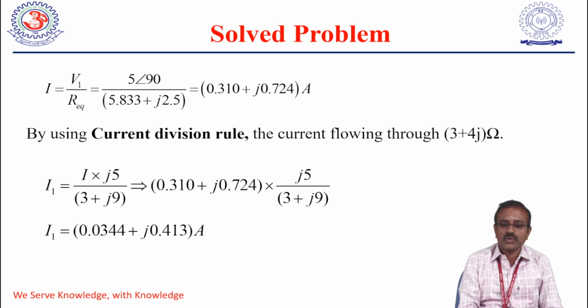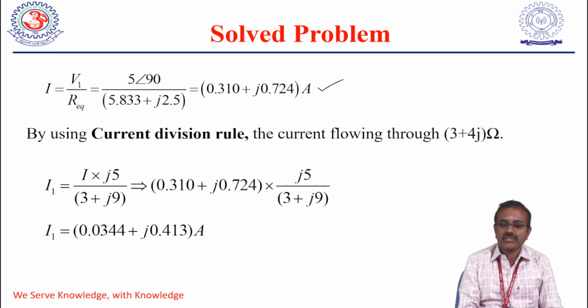So I is equal to V1 by R equivalent, that is 5 angle 90 volts, which is in polar form, divided by 5.833 plus j2.5, which is in rectangular form. If you divide these two values, we get 0.310 plus j0.724 amps. Next, we need to find the particular current through the resistance plus inductance branch.